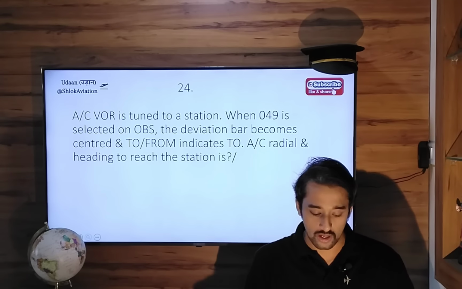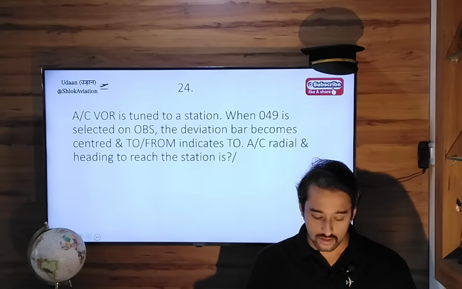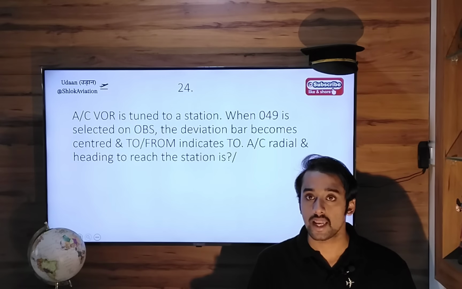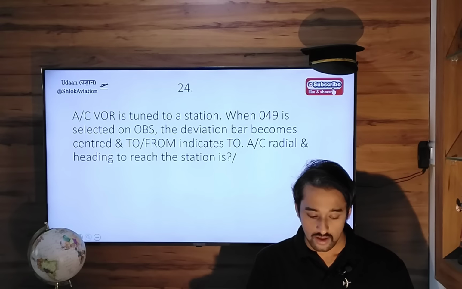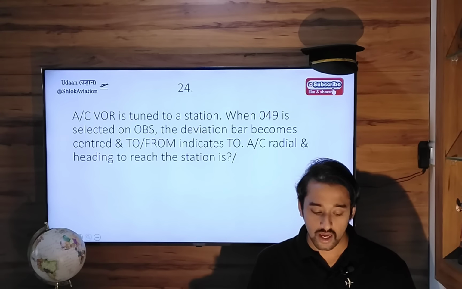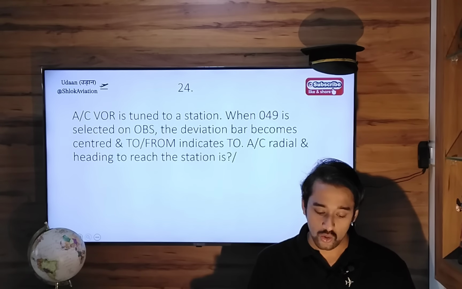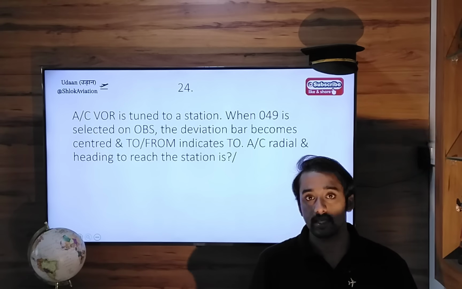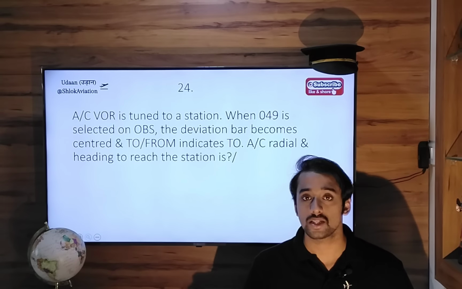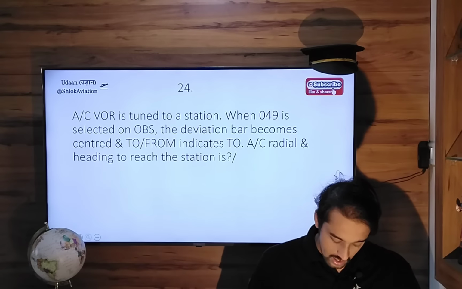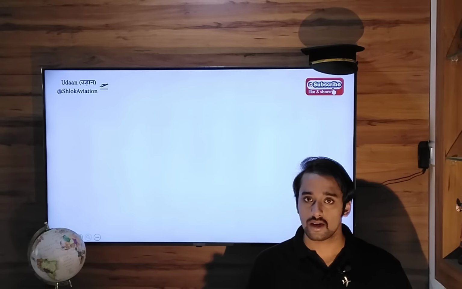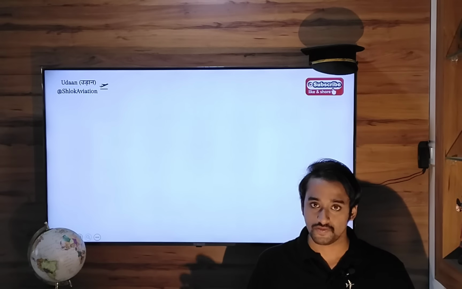So here they have told you that aircraft VOR is tuned to a station, VOR station, and there is OBS selector. In the OBS selector, you have selected 049 bearing. The deviation bar after that becomes centered and to and from indicates to. What is the aircraft radial on which it is situated and what will be the heading to fly towards the station? Now, before doing this sum, let's revise some basics.